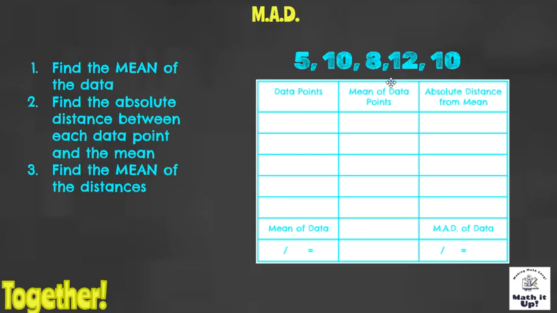So here's our first set of data. Here are our steps we talked about. I do like to use a data table. It is not necessary. You can absolutely do this without a data table, but we'll use one today together. And I do like to put my data points in number order.